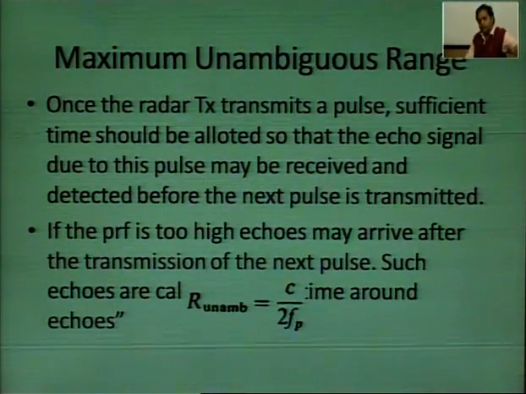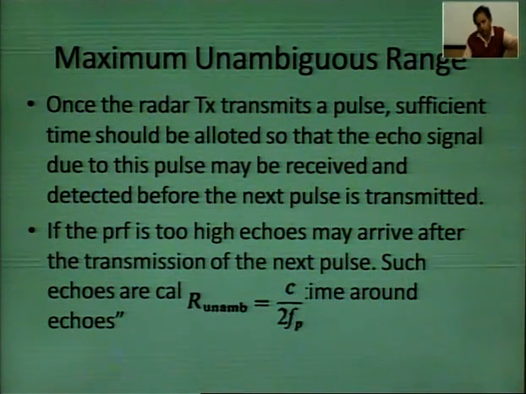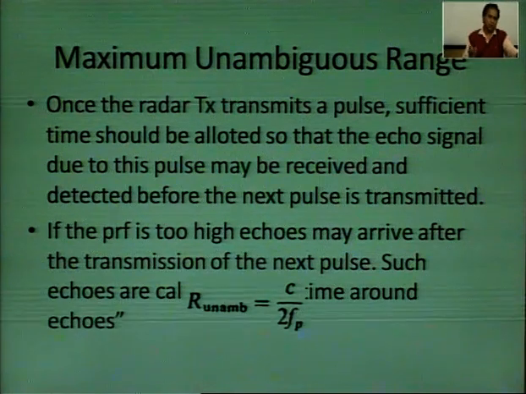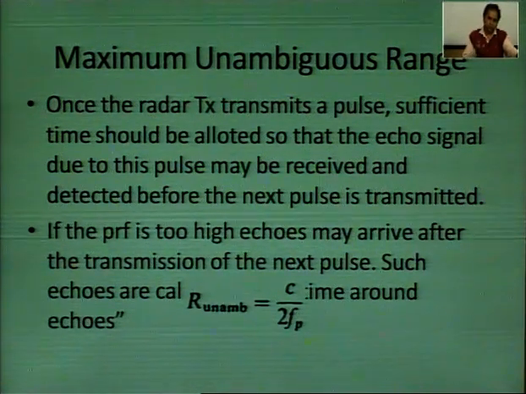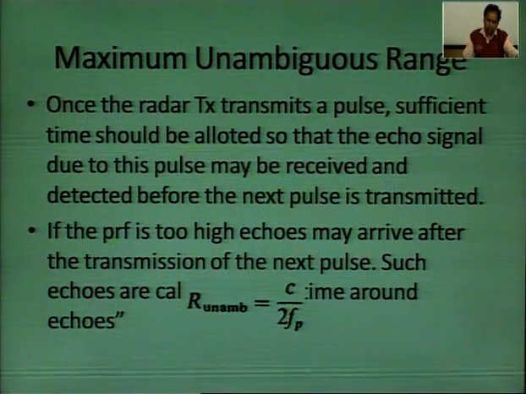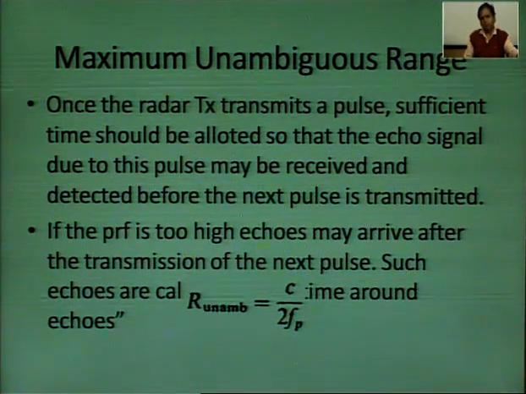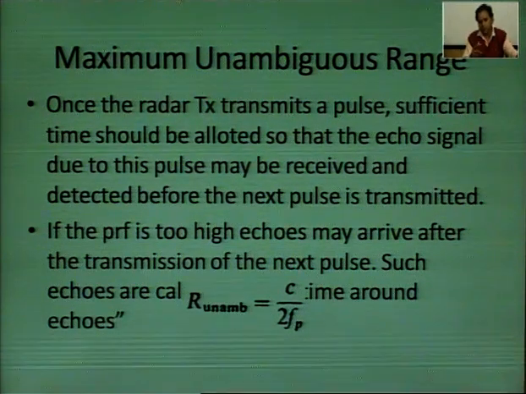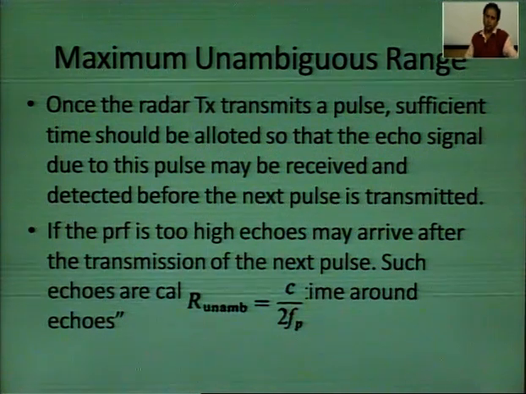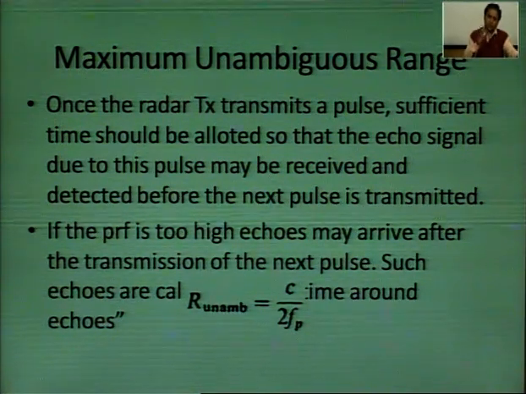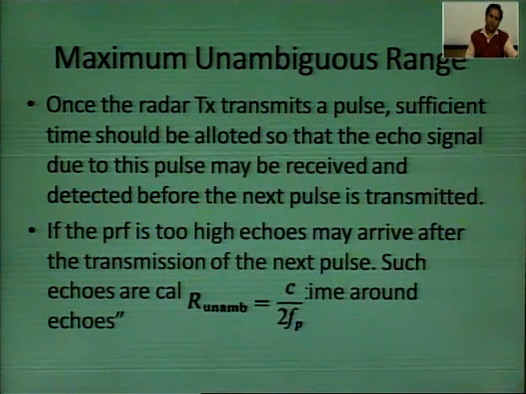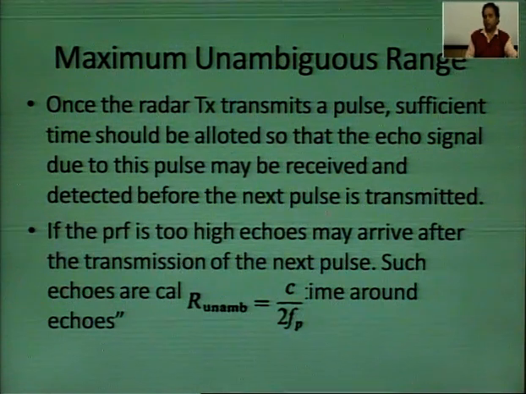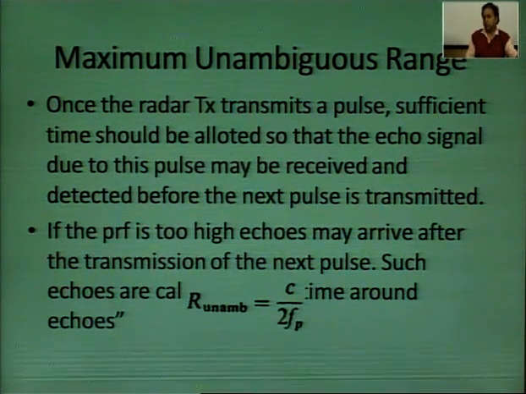Then we discuss the maximum unambiguous range. What is the ambiguity? Sometimes we transmit a signal, but we do not receive any reflection or echo signal. Then a second pulse is transmitted and you do not receive any signal, then a third pulse is transmitted and you receive a signal. If such a situation arises, the confusion is that the operator does not know whether the received echo signal is from pulse number 1, pulse number 2 or pulse number 3.